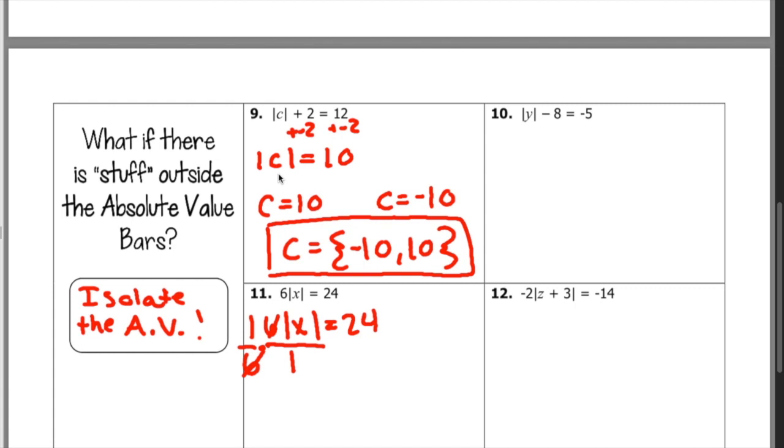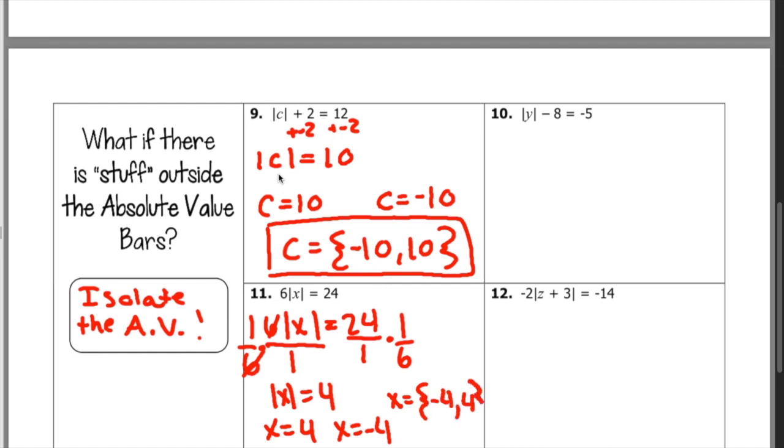This is going to cancel the 6 out, so that all I have left is the absolute value of x. I'm going to do the same thing on the right, 1 over 6, and 24 times 1/6 is equal to 4. So now I have the absolute value of x is equal to 4, which means that we're going to set that equal to positive 4 and negative 4. So x equals 4, x equals negative 4. There's nothing for us to solve. So our solution set is negative 4 and 4. And that would be our final answer for number 11.